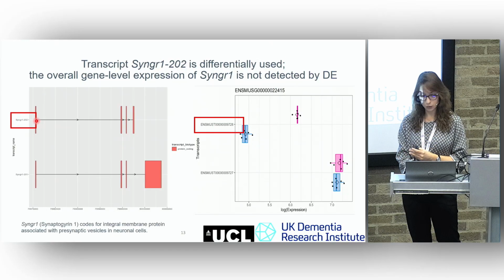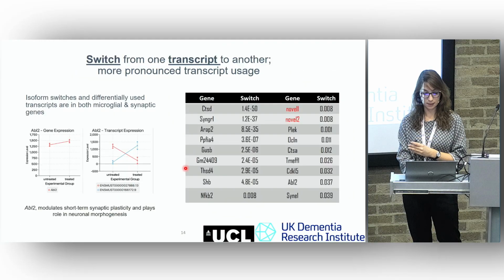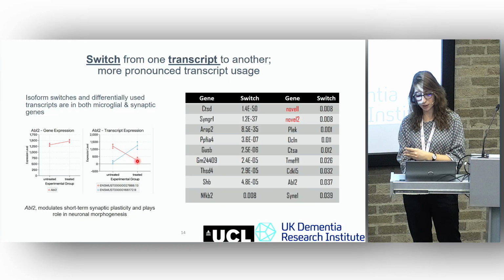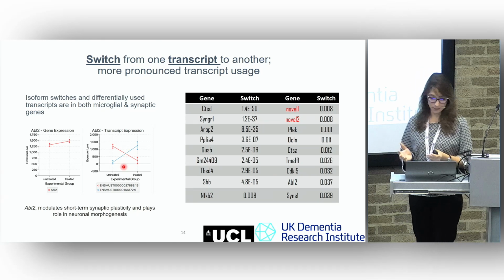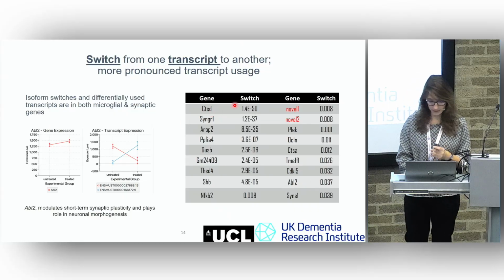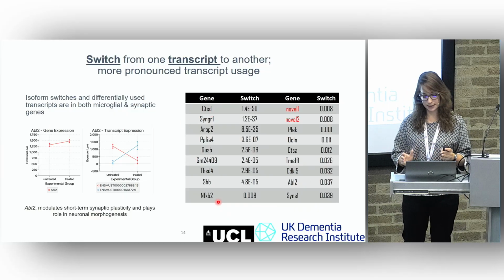Syngr1-202 is specifically up in response to amyloid accumulation. And this switch is similar to transcript usage, but now we are looking at these inverse relationships between the isoforms, while one is down in the amyloid accumulation, and one is up. So this can give information about the protein changes as well. And here on the right-hand side, you can see just a subset of the list.